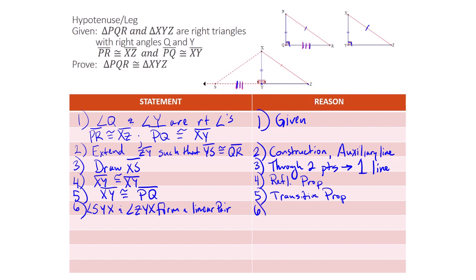Right, by the definition of what a linear pair is. Okay, and then we know that they must be supplementary, right? So SYX and ZYX are supplementary. And that's by the linear pair postulate.